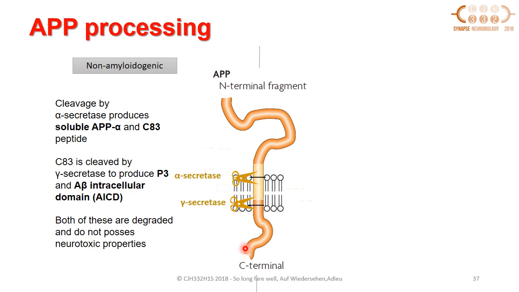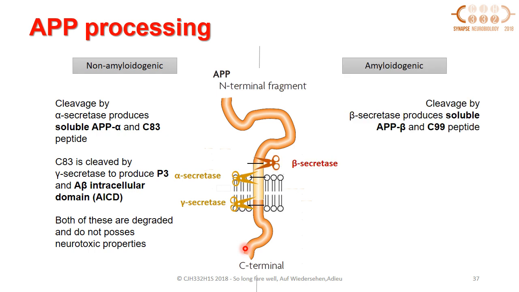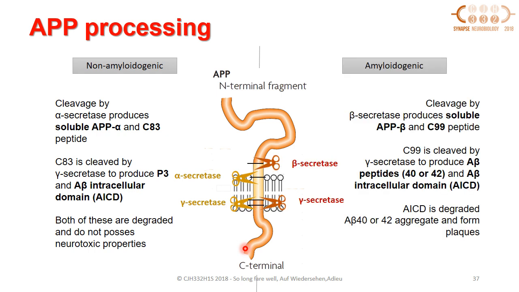All of these, P3 and AICD, can be normally processed by the enzymes found within your cells and eliminated from your body. So this non-amyloid producing pathway is perfectly fine, and we think that this is a normal part of how this integral membrane protein is processed and is not involved in generating Alzheimer's.